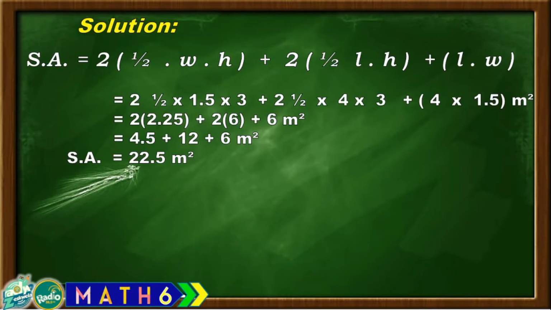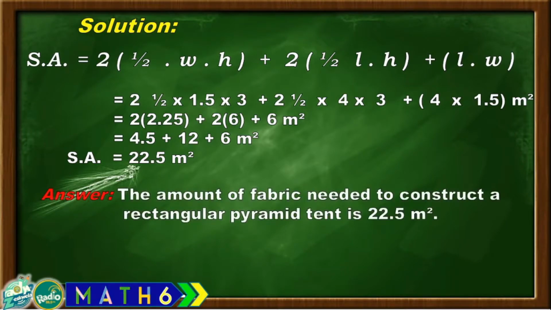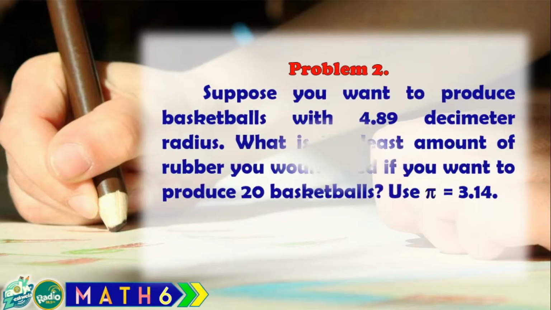So we get 2 times 2.25, we have 4.5, plus 2 times 6, we have 12, added to 6. Now we have 4.5 plus 12 plus 6, then we have the surface area equals 22.5 meters squared. This means that the amount of fabric needed to construct a rectangular pyramid tent is 22.5 meters squared. And for the last step in solving the problem, of course, we need to check our solution. Go back to our computation. Let's check if the given dimensions are properly substituted to the formula. Check also the flow of the computation.